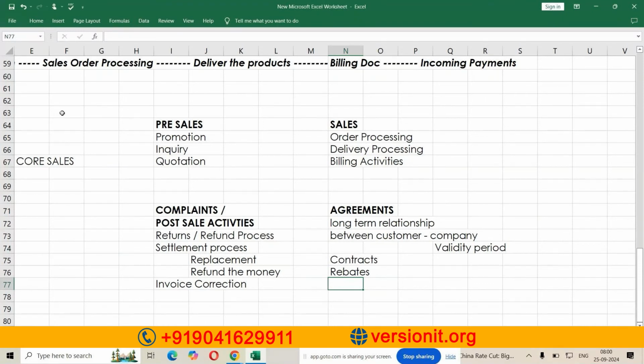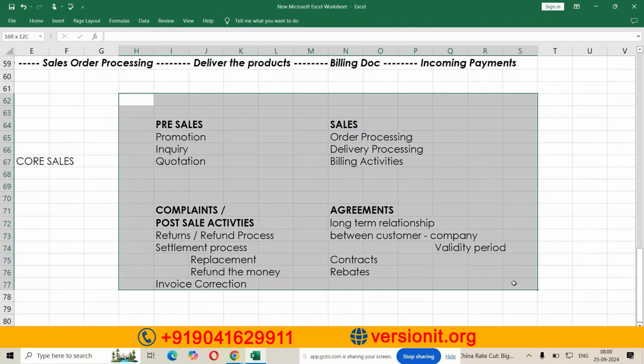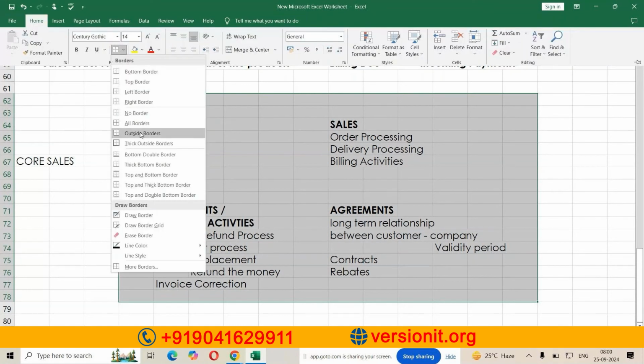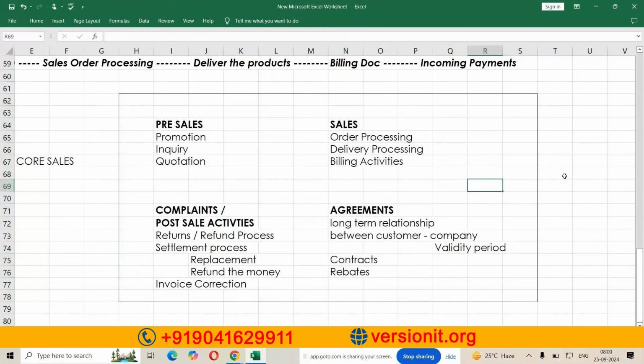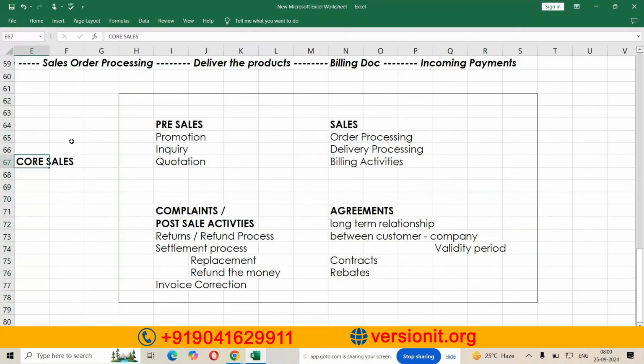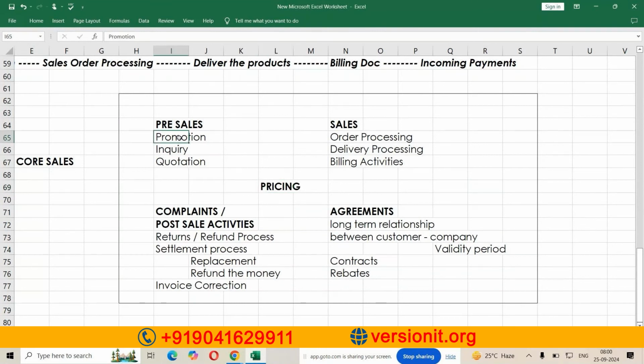This core sales is going to be divided into these particular areas. We try to work out with the sales, pre-sales, apart from that, complaints and agreements. This is what we are going to be exploring under core sales process. And whichever area you try to work it out in core sales, everything is going to be based on pricing. Because when we offer a product to the customer, let's say quotation, price of the product need to be maintained. When you create an order, when you work with billing, when you work with settlement, when you work with contracts, rebates, everything is going to be dealing with pricing. This is going to be the second area where we are going to be focusing on.